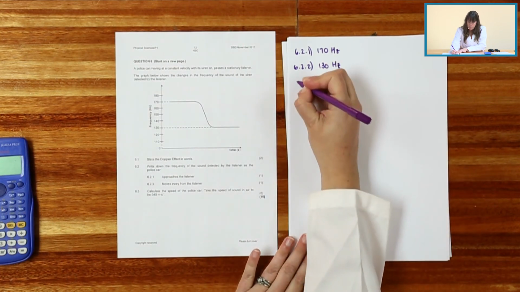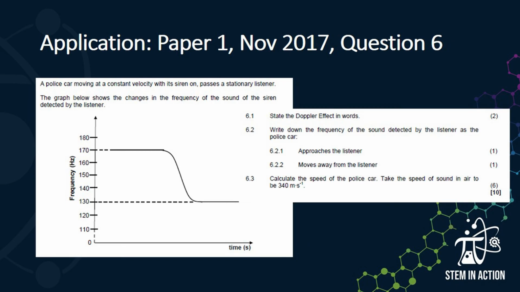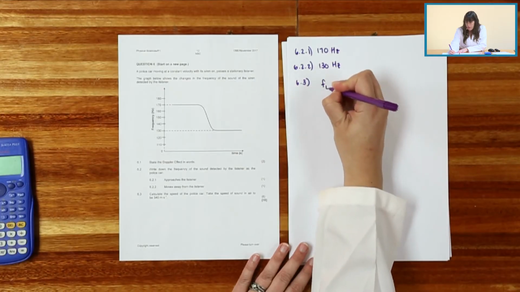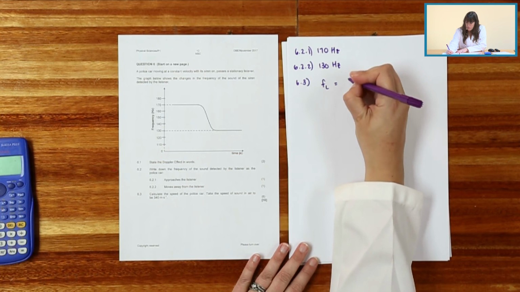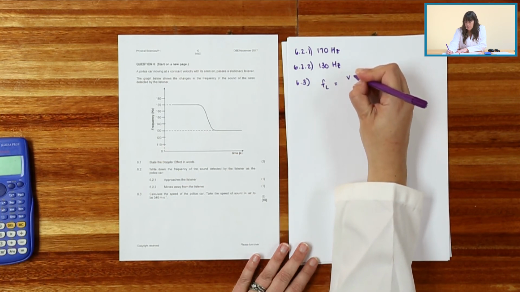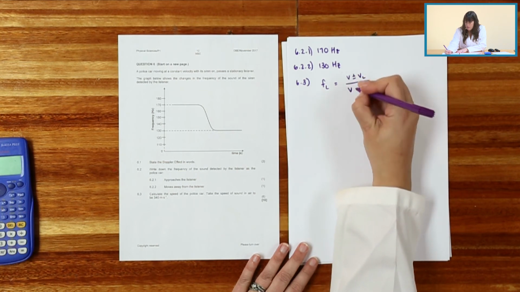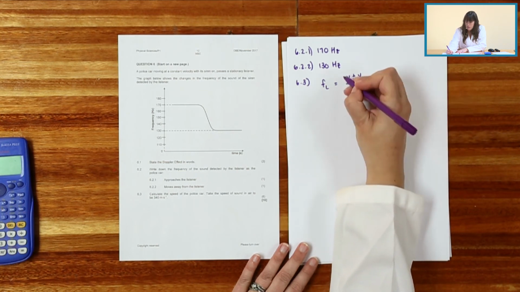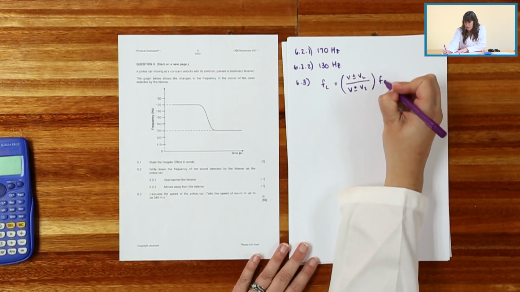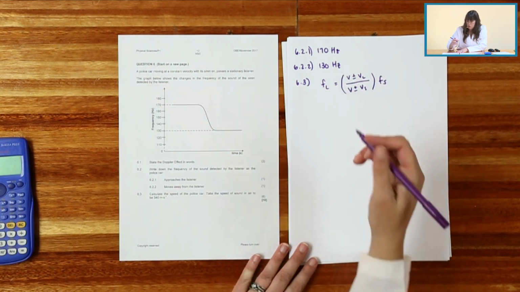And so then 6.3 says calculate the speed of the police car. Take the speed of sound in air to be 340 meters per second. So this is similar to the question we did before. So we're going to use our Doppler equation, which says the frequency of the listener is equal to the velocity of sound plus or minus the velocity of the listener over the velocity of sound plus or minus the velocity of the source, and all of that is multiplied by the frequency of the source.